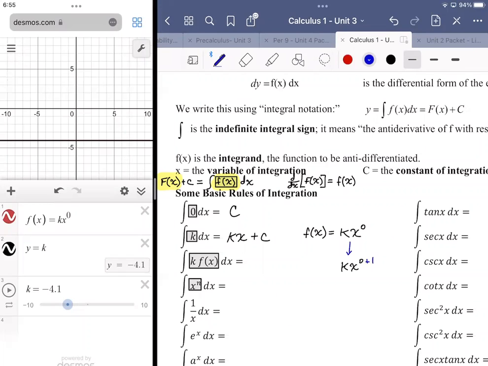My first step originally was multiply power by coefficient. That should be my last step now. Instead of multiply power by coefficient, divide coefficient by power. So k over 1, k, x to the 0 plus 1, x to the first, just kx. So it's exactly the reverse of the power rule.